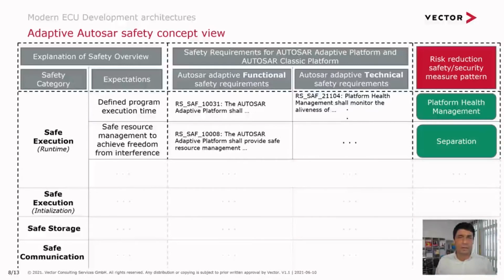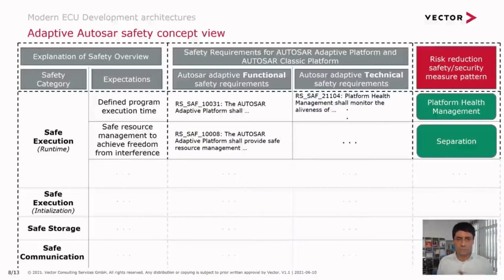I would like to elaborate how those look so that you get an impression of what this pattern, this reusable asset, is, using 2 examples. In this case, the platform health management and separation. By the given examples, you see that the platform health management has something to do with the correct temporal execution of software, for example, aliveness. And the separation has something to do with freedom from interference between the different applications.